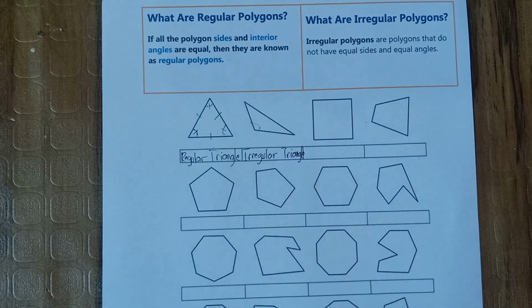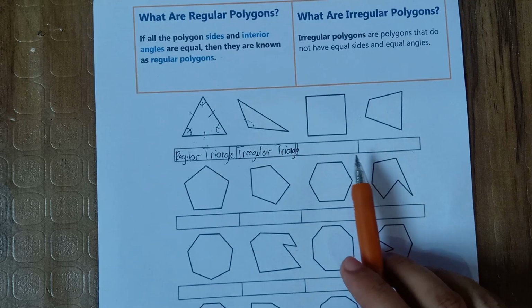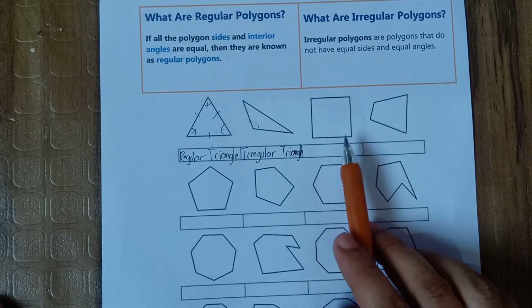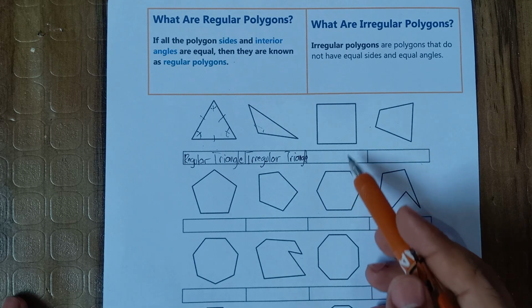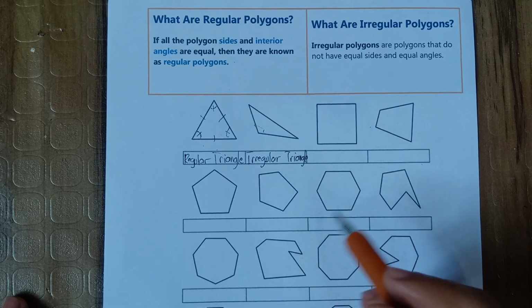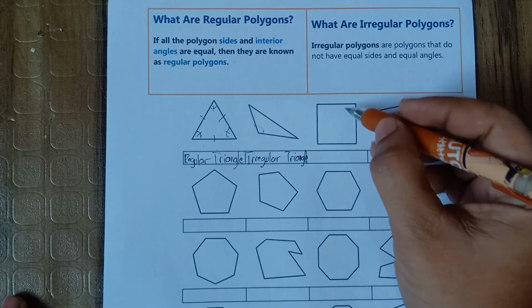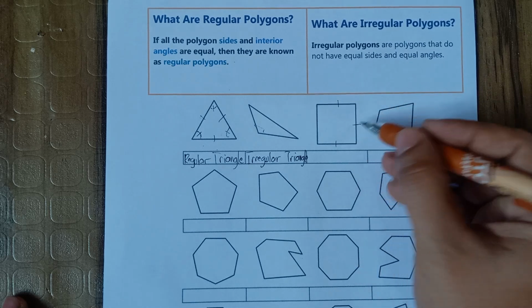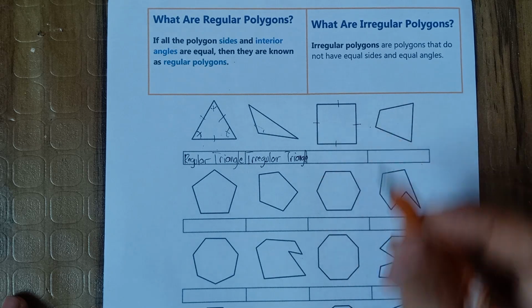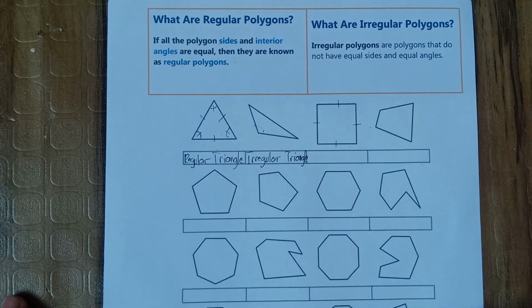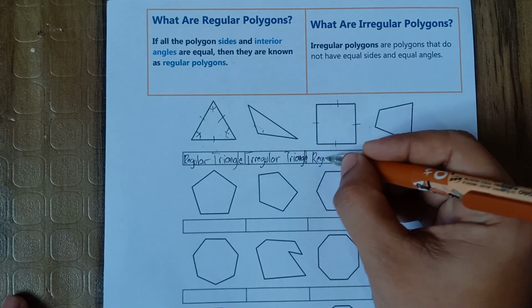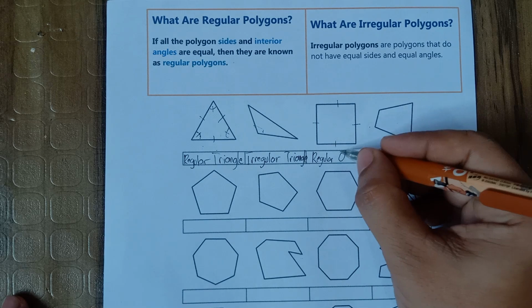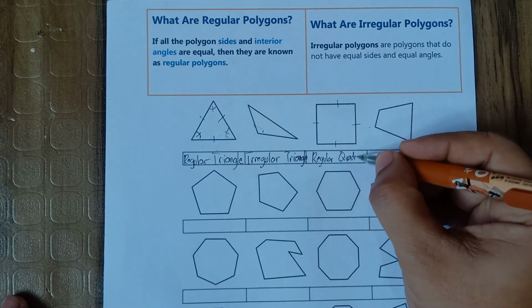Alright, so how about this one? Can we call this one a regular or irregular quadrilateral? Once again, a polygon with four sides, we call that a quadrilateral. Now, do they have the same sides? Yep, based on the given illustration, we know that this side is congruent to this side, and this side is congruent to this side. So all sides are congruent, so we call this one a regular quadrilateral.